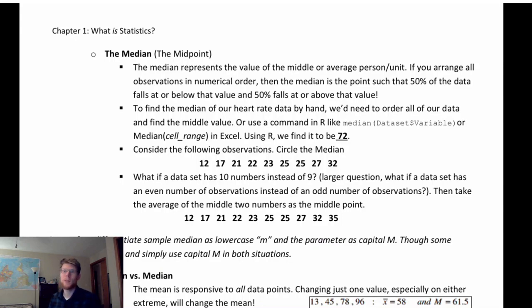The median is going to be the midpoint. It's going to be the middle data point of this variable. So there's a lot of cases where the median can be a little bit more helpful than the mean, depending on what we're looking at.